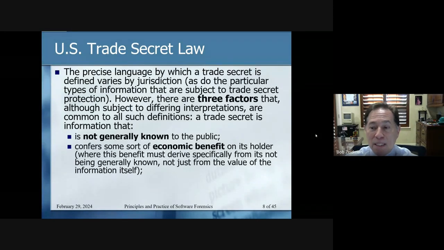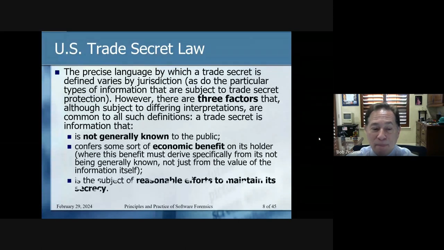Just because you keep something secret doesn't mean it's a trade secret unless it has some benefit to you. And then you have to go through reasonable efforts to maintain the secrecy, which means typically the employees of a company will sign a non-disclosure agreement when they become an employee, that you don't give out the software code. If you have a partnership with another company, you sign an agreement that anything you share is to remain secret. So these are the three factors that go into whether something is a trade secret.